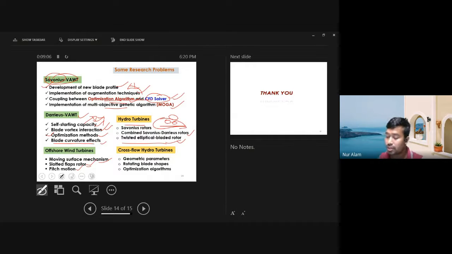If you think of an elliptical blade, you can choose it based on some literature which is available. Now, finally, you can think about the closed flow hydro turbine by optimizing various geometric parameters, rotating blade shape, and the optimization algorithm.